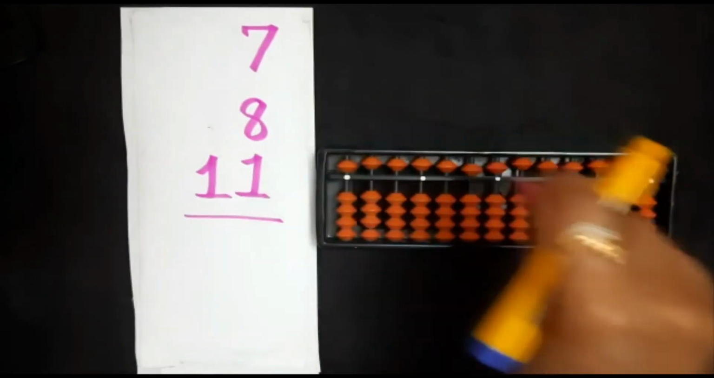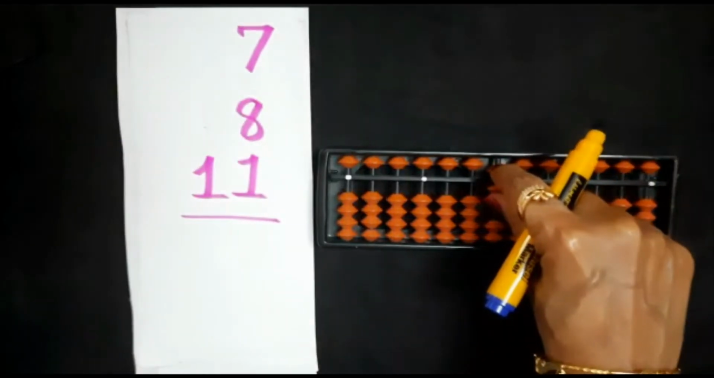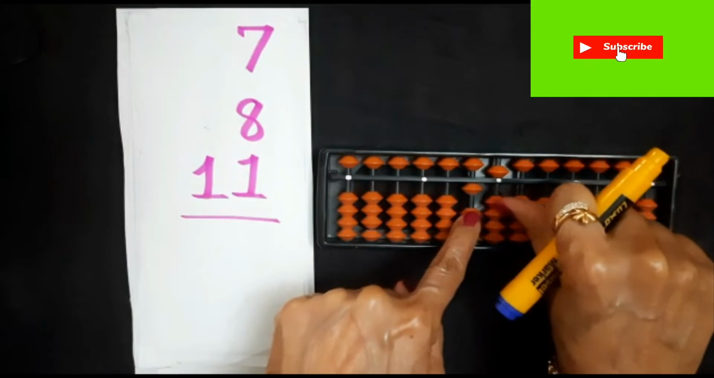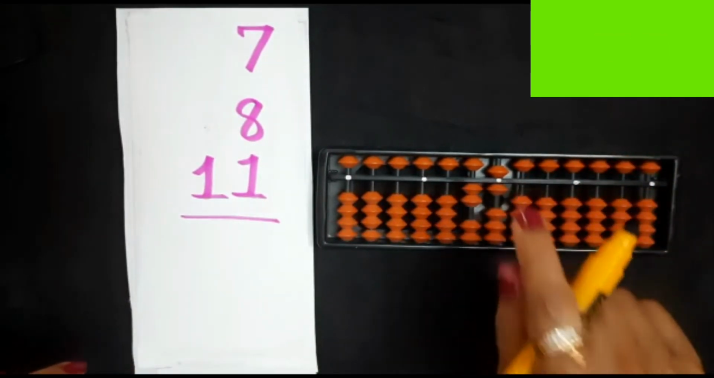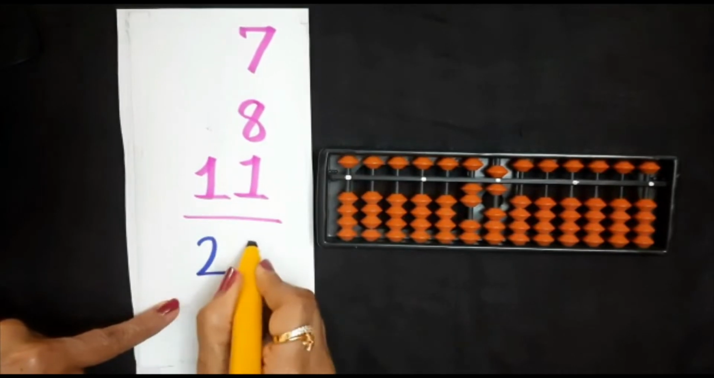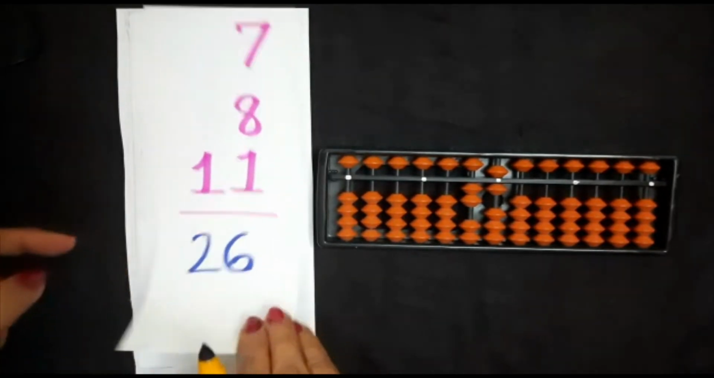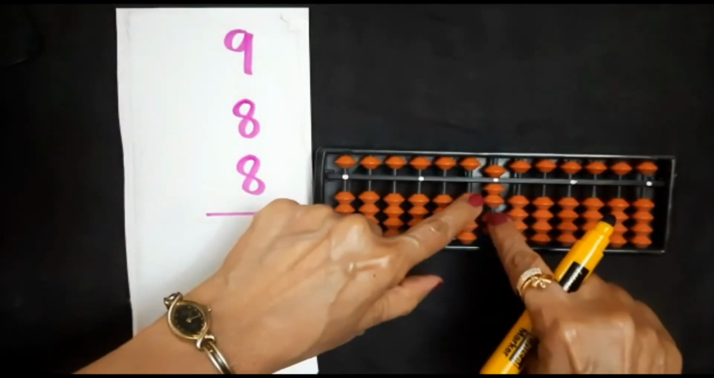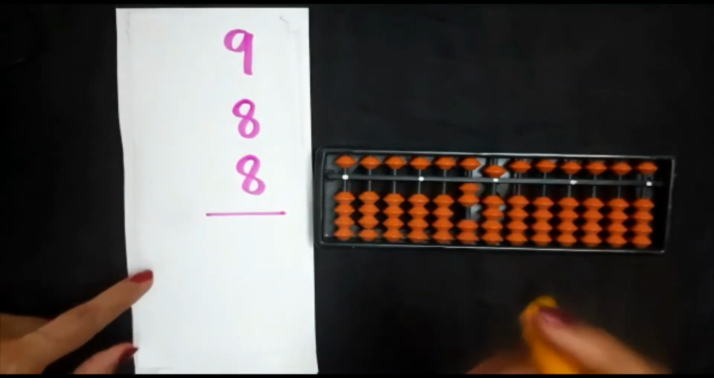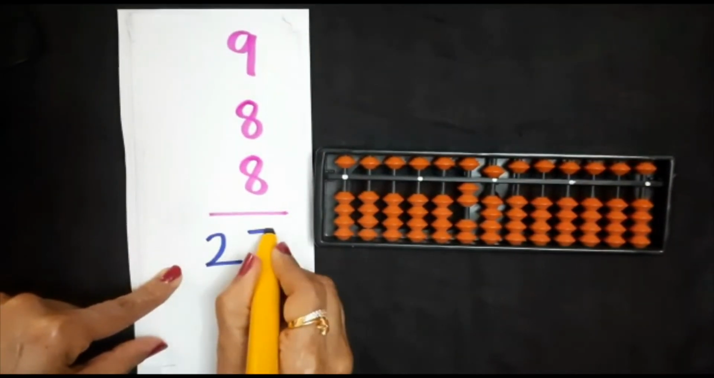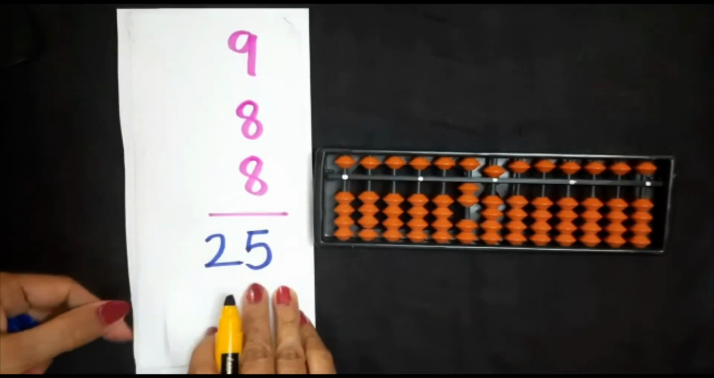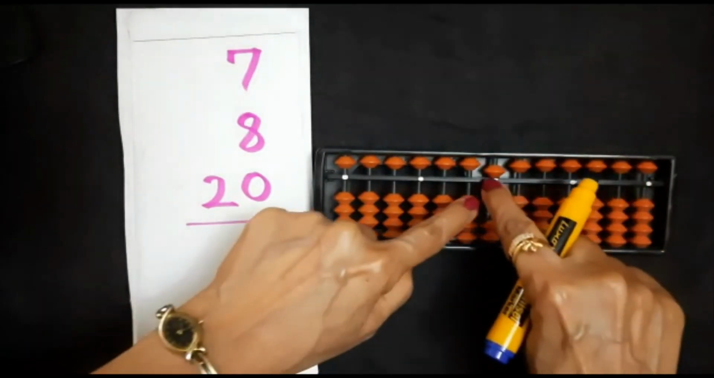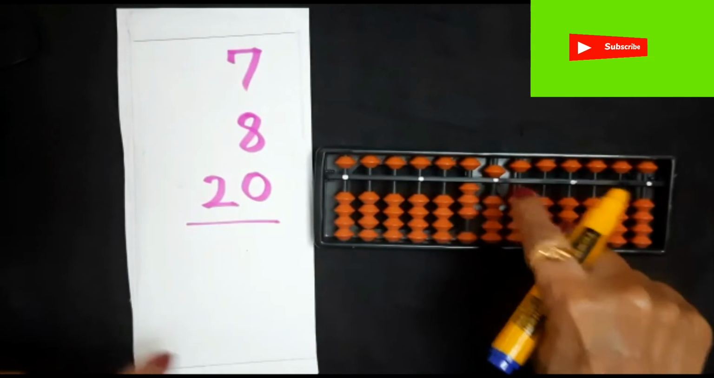Clear the abacus. 7 plus 8 minus 2 plus 10. 11. Here no need to split the number because without formula we can do it. So answer is 26. 9 plus 8 minus 2 plus 10. Again 8. So answer is 25. 7 plus 8 plus 20. So answer is 35.